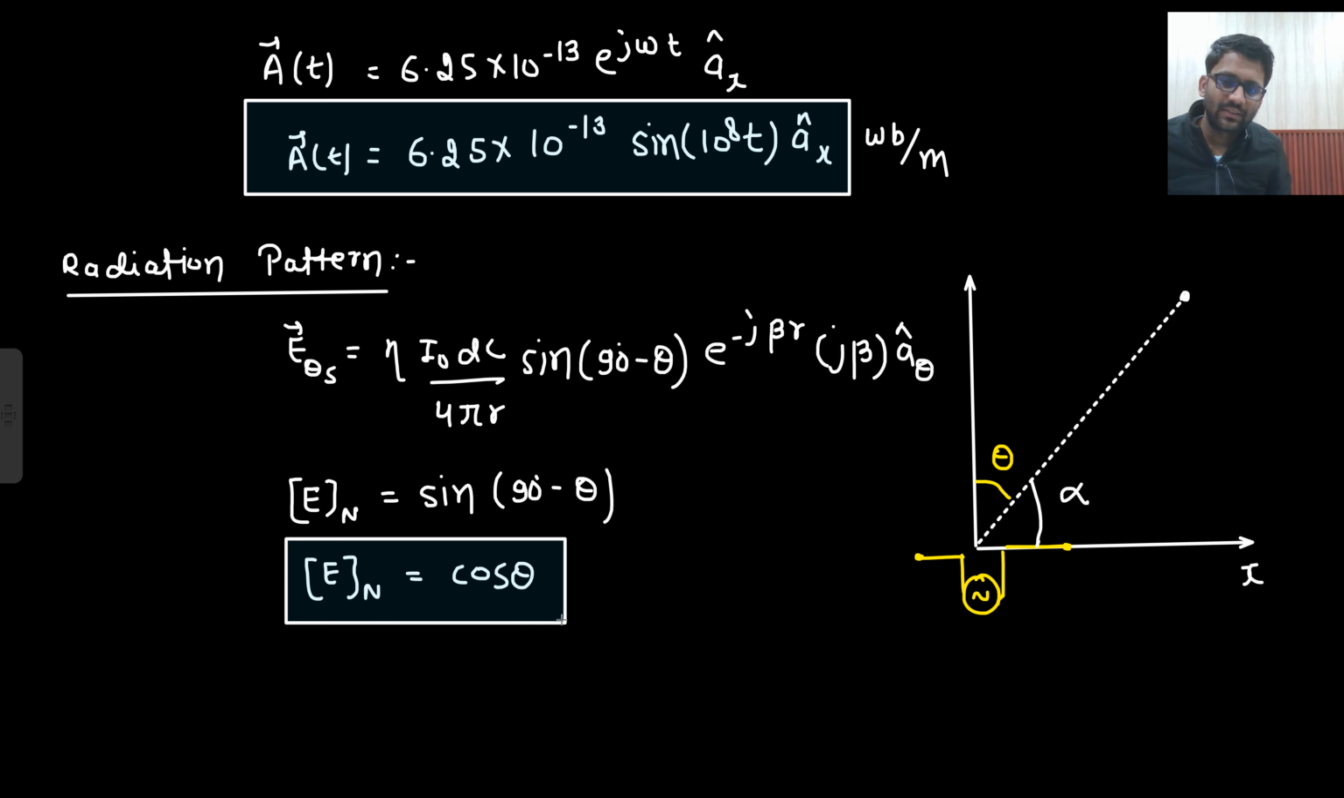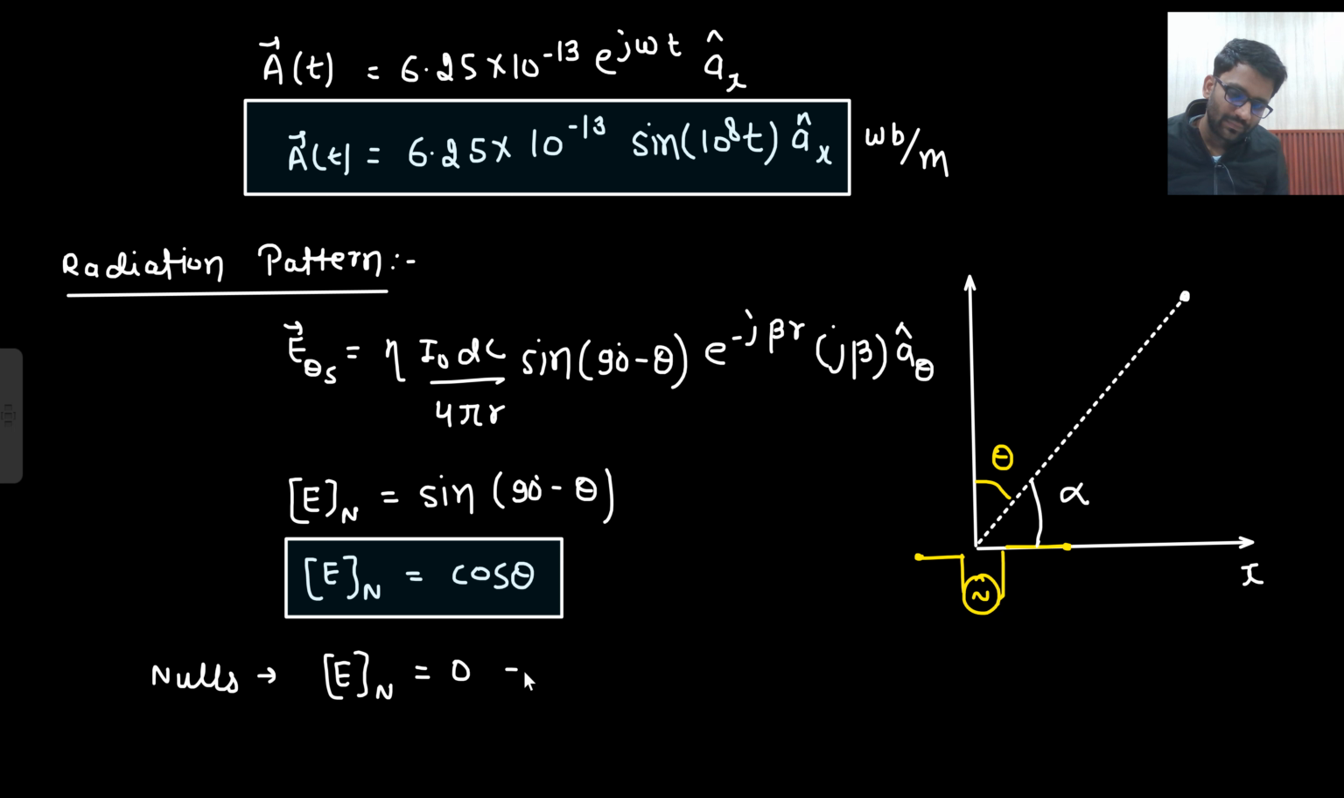And if I need to find the nulls, so what I need to do? So cos theta equals 0, so that you get at 90 degree only. So your null is at 90 degree. This is the location of your null.